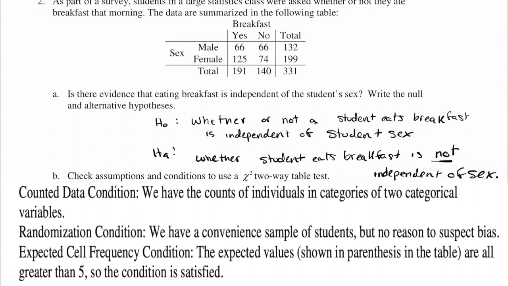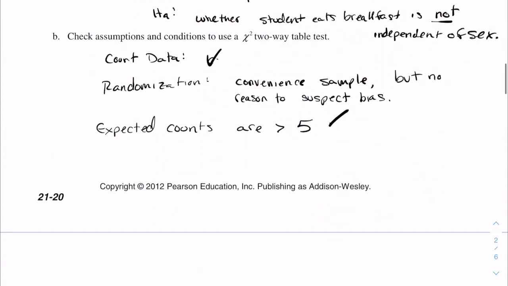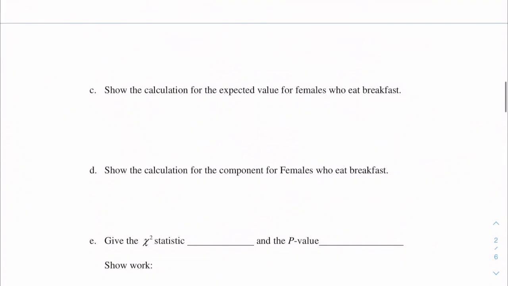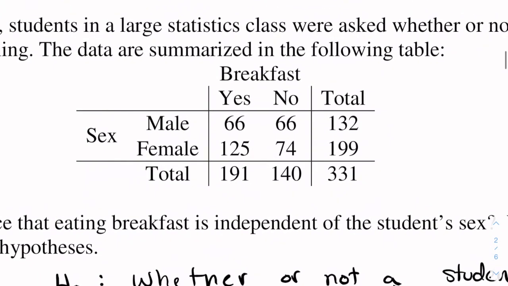So now that we've checked our assumptions and conditions, what it's going to ask us is show the calculation for the expected value for females who eat breakfast. So for females who eat breakfast, if we go back up to the table, one way of doing this is we could see how many females there are out of the grand total. So there's 199.